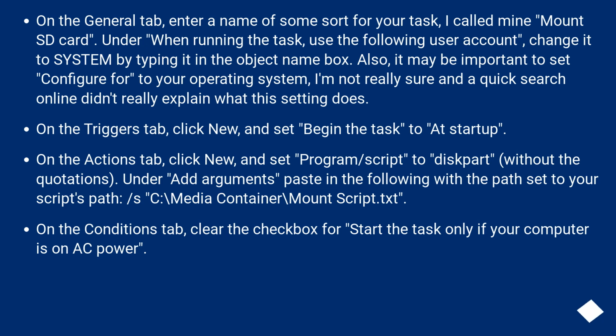Also, it may be important to set Configure for to your operating system. I'm not really sure, and a quick search online didn't really explain what this setting does. On the Triggers tab, click New, and set Begin the task to At startup. On the Actions tab, click New, and set Program/script to diskpart, without the quotations. Under Add arguments, paste in the following with the path set to your script's path, /s c:\. On the Conditions tab, clear the checkbox for Start the task only if the computer is on AC power.